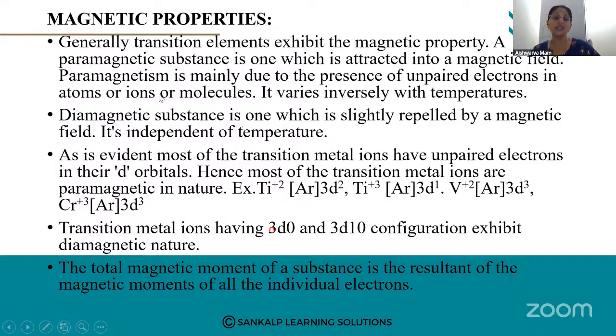What is the reason why some of the transition metal ions are repelled and some of the transition metal ions are attracted? It is because of the presence of unpaired electrons. Very, very important point. Because of the presence of unpaired electrons, transition metals will exhibit the magnetic properties.